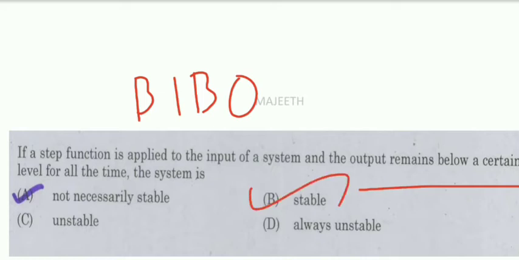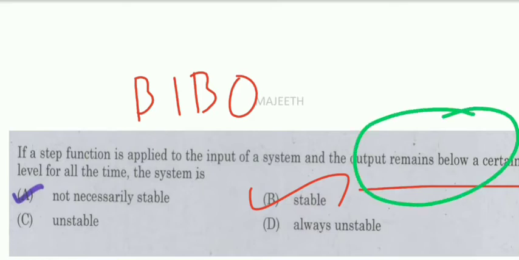Suppose if this condition is not given, that is output remains below, then it will not necessarily be stable. So for this question, option B is the correct answer. I don't know what is the answer in TRB, but the exact answer is option B, right?